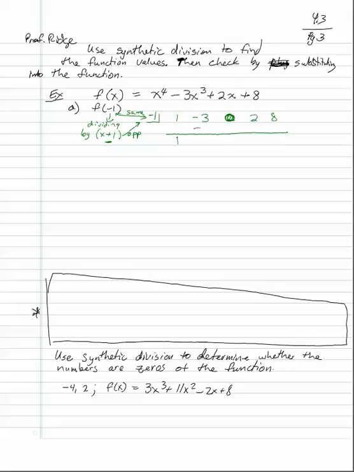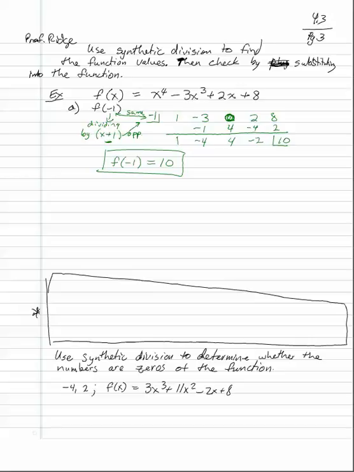Bring the first one down, multiply. Negative 1 times 1 is negative 1. Negative 3 plus negative 1 is negative 4. And negative 1 times negative 4 is positive 4. Add down. Negative 1 times 4 is negative 4. Add down. Negative 1 times negative 2 is 2. Add down. And we get 10. So the claim by the remainder theorem is the remainder 10 is equal to the function value if x is negative 1.